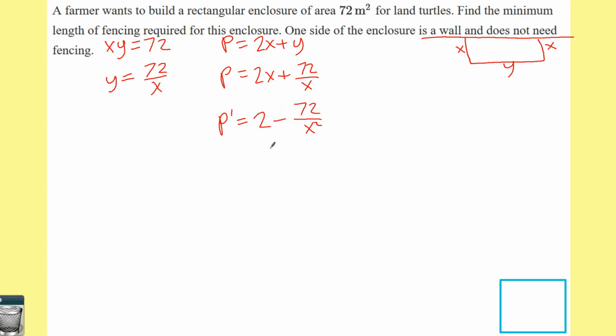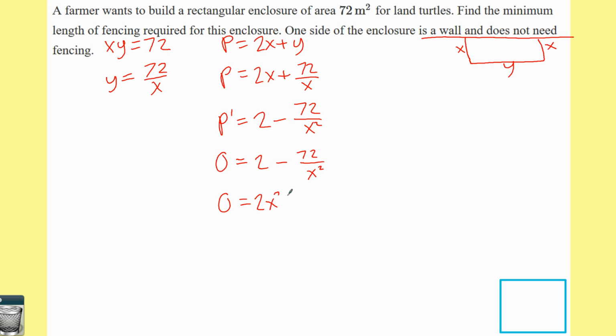Okay, following your power rule. So we want to maximize that, or minimize that, sorry, find the minimum length of fence. So we want 0 equals 2 minus 72 over x squared. I'd multiply it by x squared.